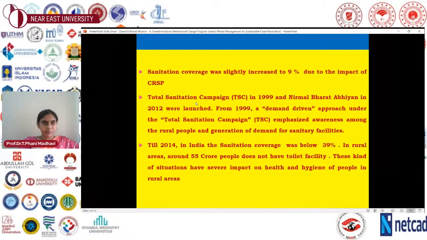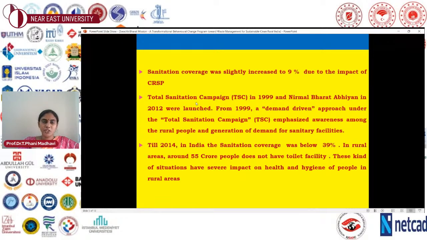The Total Sanitation Campaign, TSC, was started in 1999, and after that the Nirmal Bharat Abhiyan was launched in 2012. From 1999, a demand-driven approach under the Total Sanitation Campaign emphasized awareness among rural people and the generation of demand for sanitary facilities.